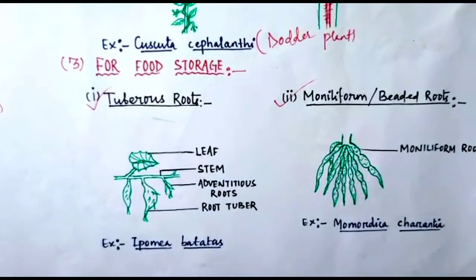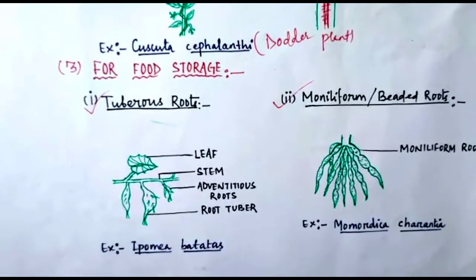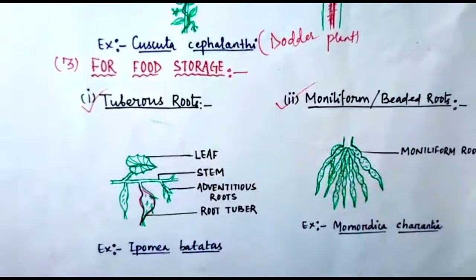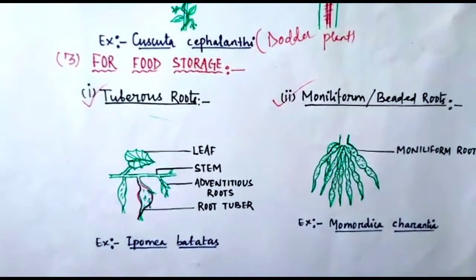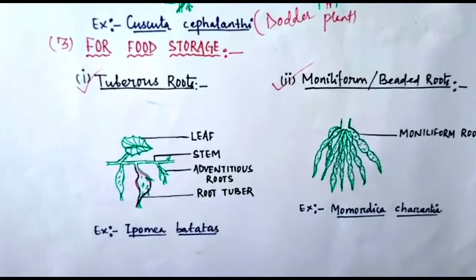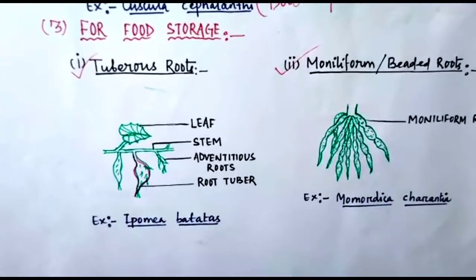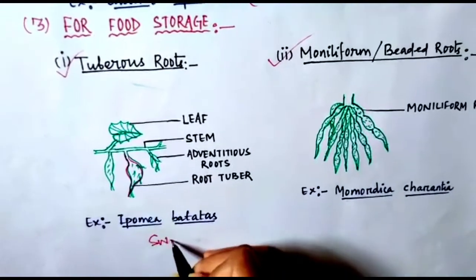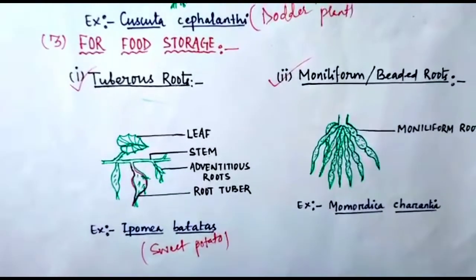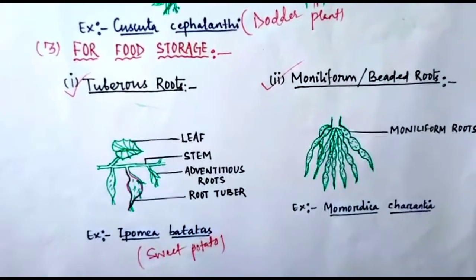So what is tuberous roots? These type of roots are irregular in shape and store food. So it is a swollen structure which is known as tuberous roots. Example is Ipomoea batatas, which is known as sweet potato. It arises from the stem, so it is the characteristic feature of the adventitious roots.